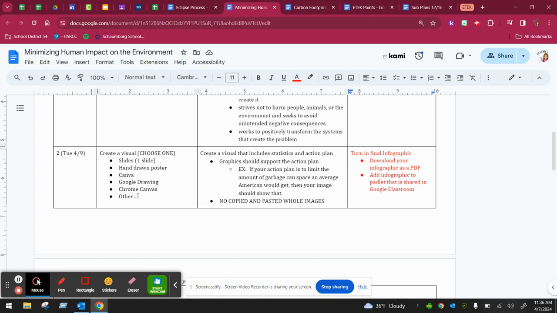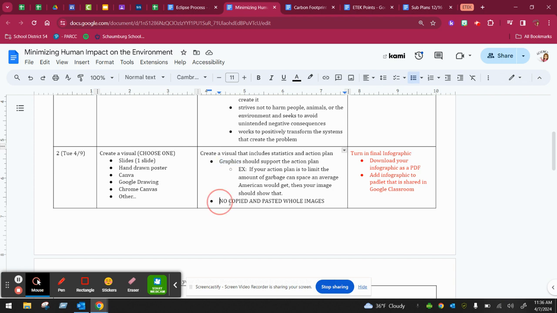Now, this is not our first infographic. So you guys know at this point, slides work, hand-drawn posters work, Canva, Google Drawing, Chrome Canvas, any of those are going to work. You're going to create your visual, and your graphics, again, should support your action plan. If you're talking about livestock, you're not going to give me a picture of planting trees. Those two things don't go together.